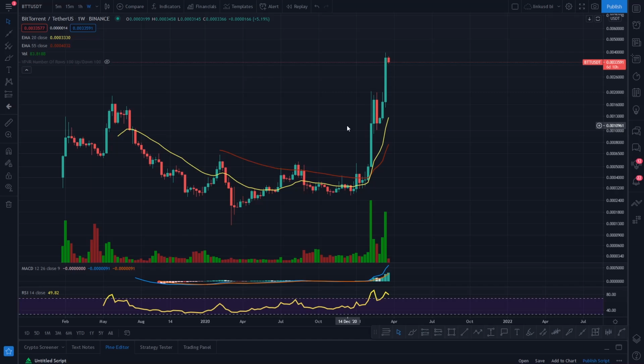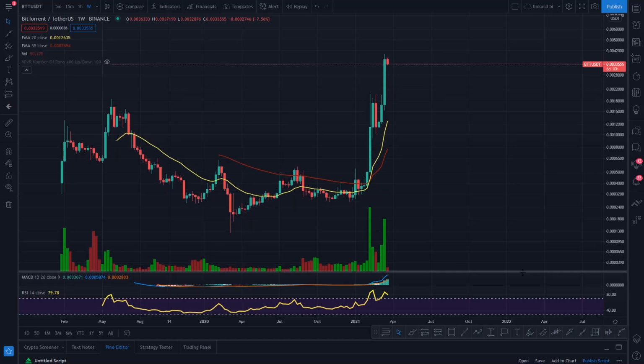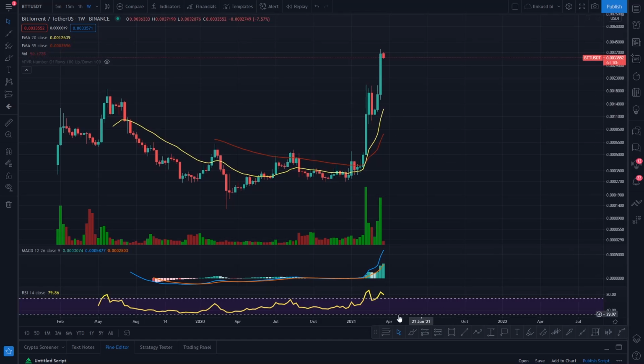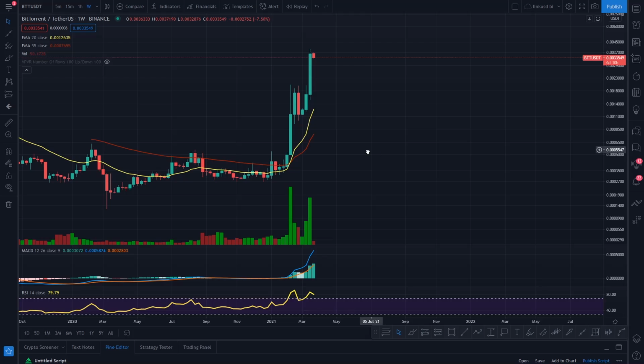Looking at Bittorrent on a weekly time frame, we immediately see that we are very overextended. We are really overbought. Looking at the RSI, the MACD is really high as well, guys. So a cool off looks imminent, and you can see we've got that cool off there on the weekly time frame. We're painting this red candle there, which means it's actually coming down. So you could be looking at something like this.